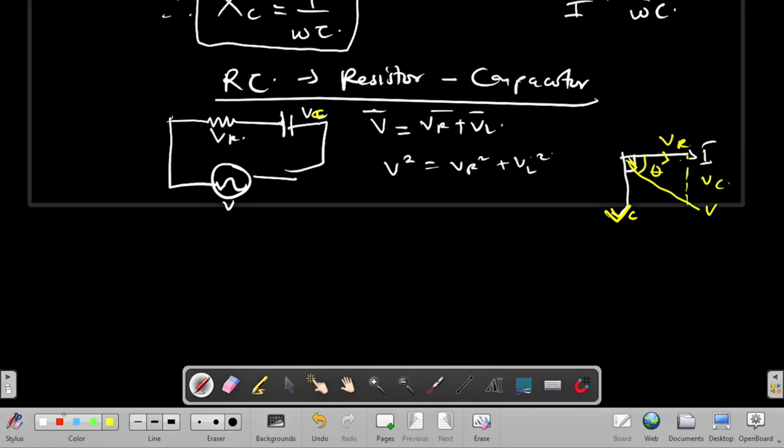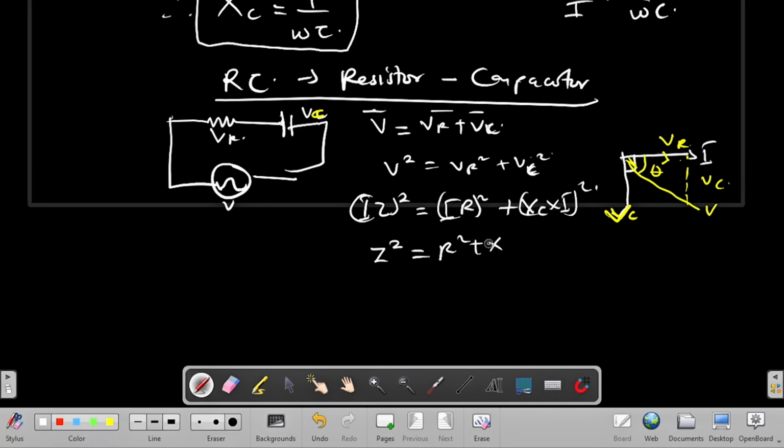Now let me use the capacitance approach. V is the same as I times our impedance Z, all squared. VR is simply I times R, all squared. Then VC, since we are dealing with capacitance, is simply equal to my capacitive reactance times my current, all squared. Therefore, I can take I away because it's appearing everywhere. So Z squared is equal to R squared plus XC squared, and Z is equal to the square root of R squared plus XC squared.